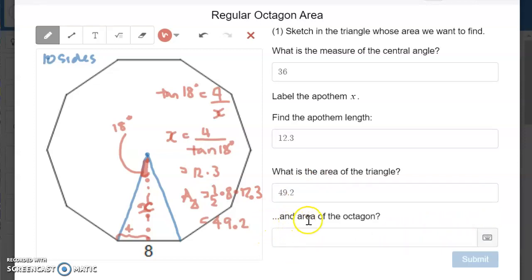Now it's going to ask me what is the area of the decagon. I figured out the area of one triangle, and I know it's 10-sided, so there will be 10 times 49.2, which is going to be about 492, and I am going to submit that.